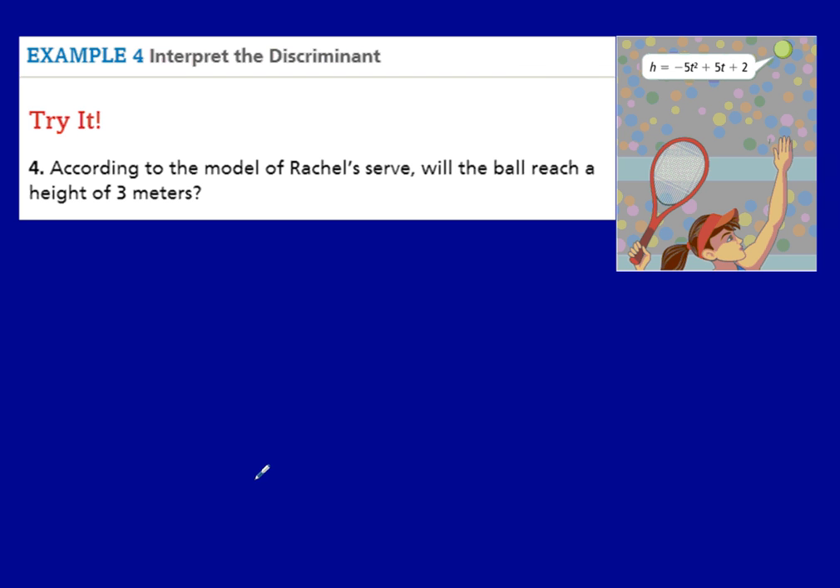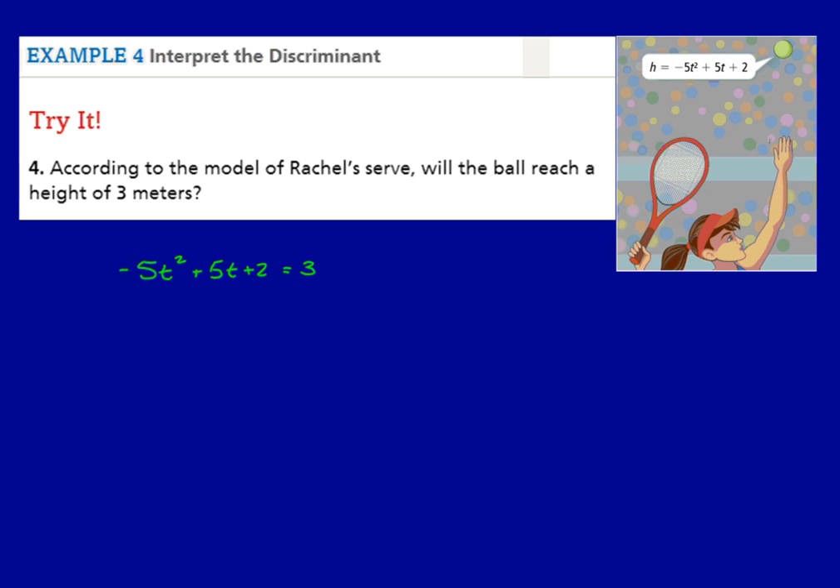According to the model of Rachel's serve, will the ball reach a height of 3 meters? Okay, so here's the model. Negative 5t squared, I'm using this picture right here, plus 5t plus 2. And it says, I want to know, does it equal 3? Okay, so I'm going to set it equal to 3 and see what t is. If t turns out to be negative, then it'll never reach 3 because we can't go negative in time.